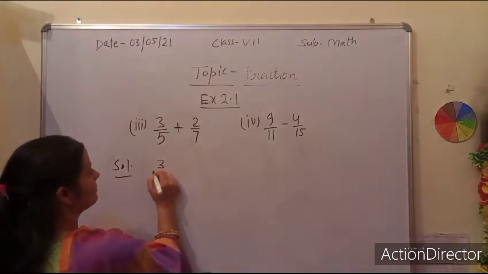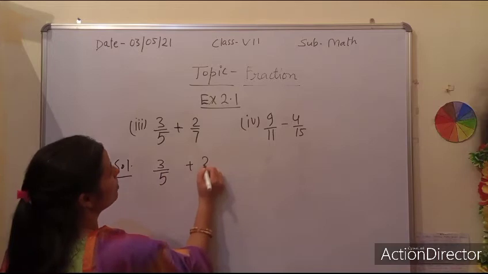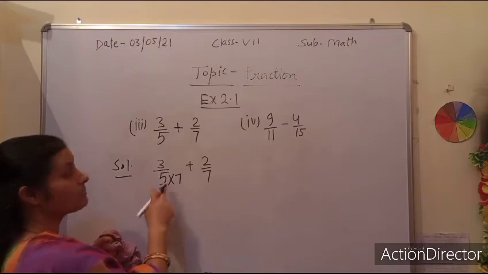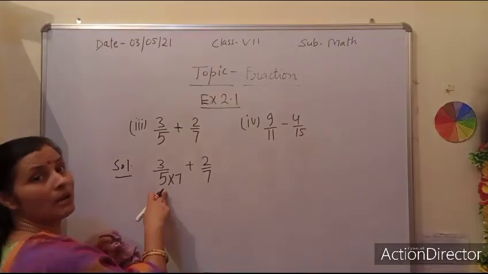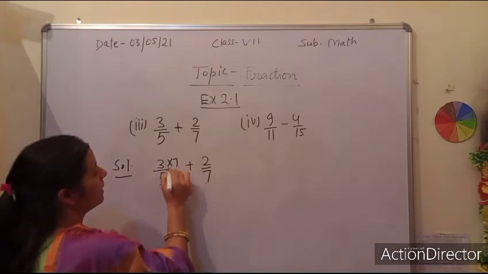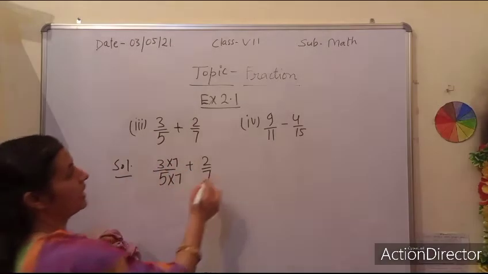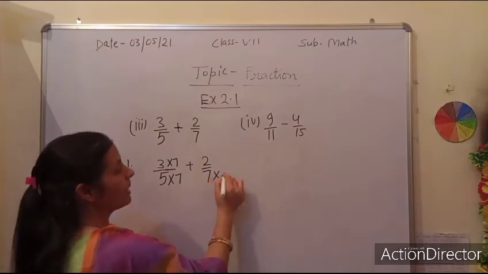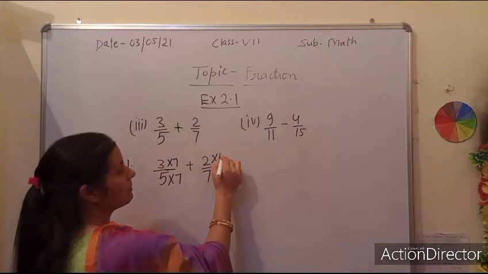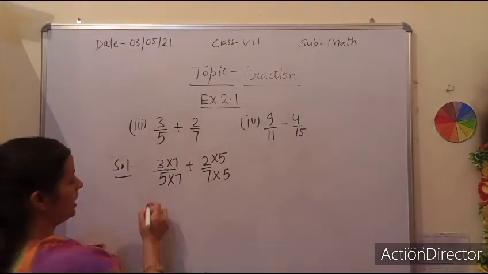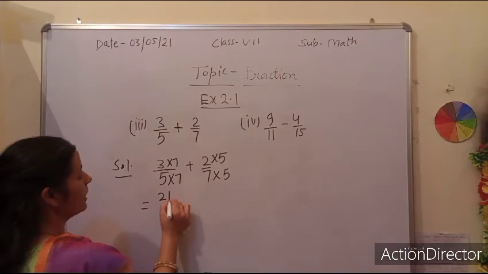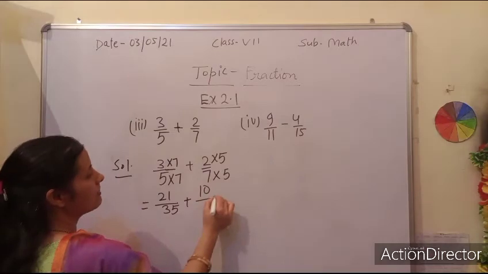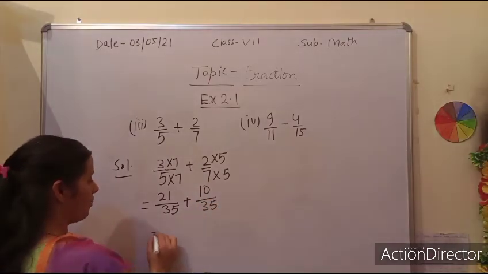Now, 3 upon 5 plus 2 upon 7. So, if I multiply 5 by 7, because 5 7s are 35, then it will become 35. The same number we have to multiply with the numerator. Now, come to here. Now, we need 35 here, so we will multiply 7 by 5 and we will multiply the numerator by the same number. Understood? Now it will become 7 3s are 21, 7 5s are 35, plus 5 2s are 10, 5 7s are 35. Now we can operate it.